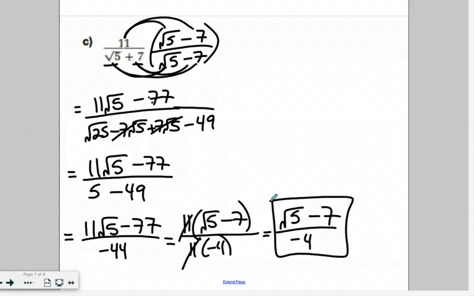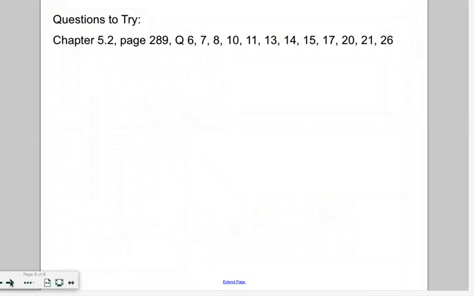Okay, so that's simplifying through division of radicals, and being able to rationalize the denominator by multiplying by clever forms of 1 of just the radical or a conjugate if necessary. All right, and then these are the questions I'd like you to attempt using the information from this lesson.